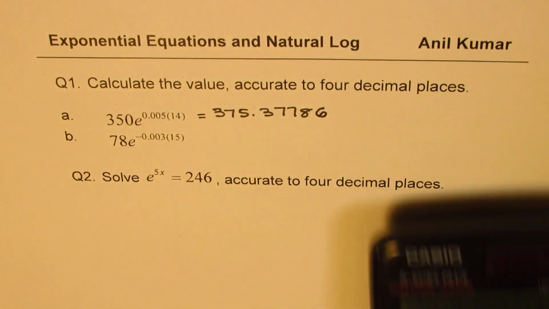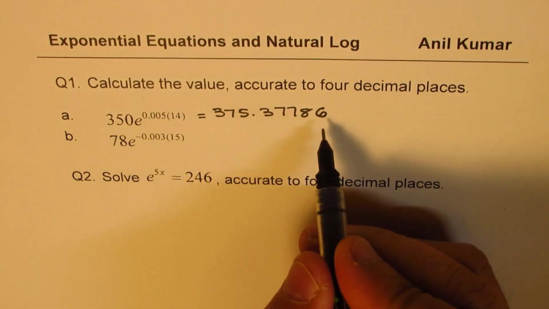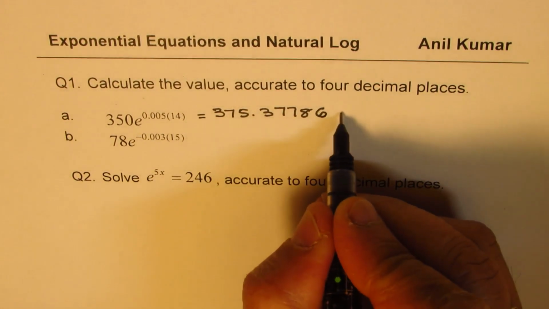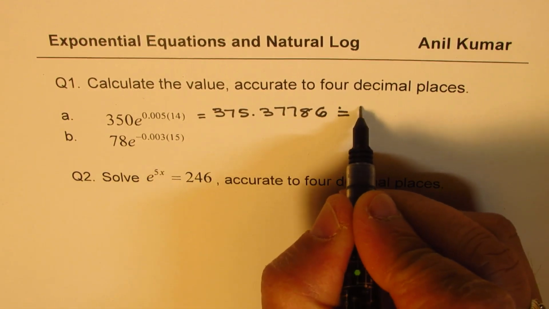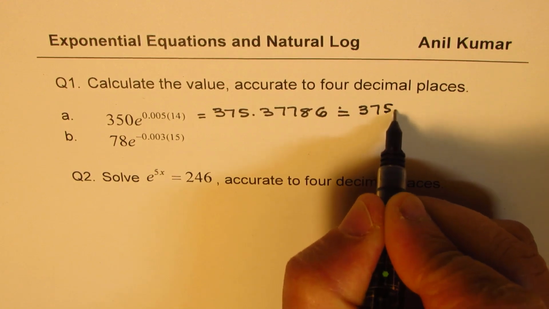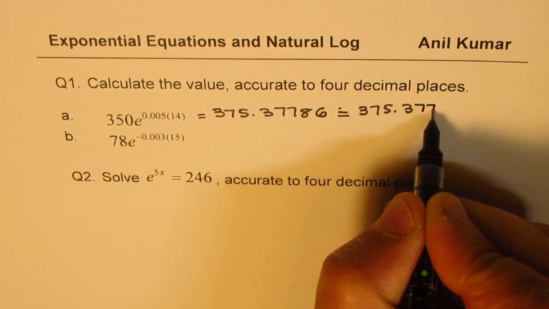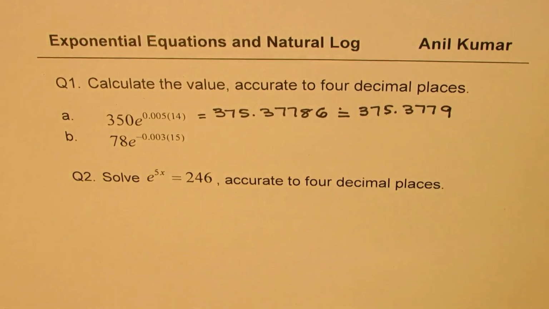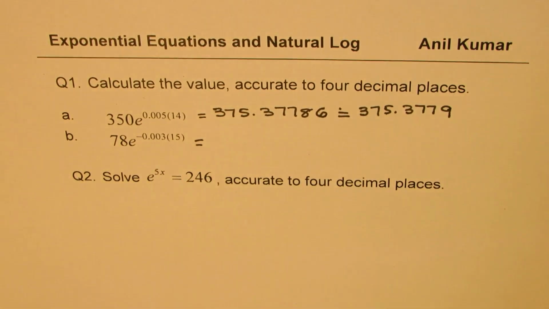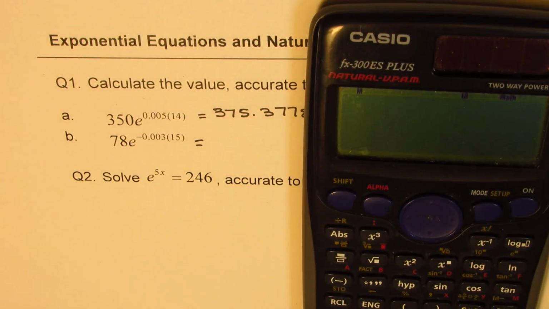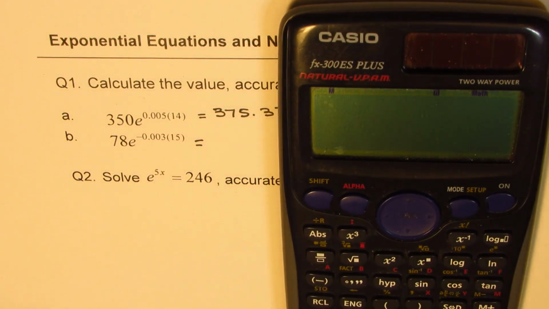Since we have to round to 4 decimal places, I should take up to 5 decimal places, and now I'm going to round it to the 4th decimal place, and I'll get 375.3779 as my answer. Correct? Now let's do the next one. I hope you understand now how to use e from your calculator, so you can actually pause the video and get the answer.